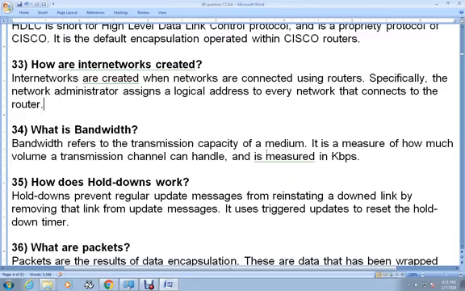So guys, next question: what is bandwidth? Bandwidth refers to the transmission capacity of a medium. How much data can be transmitted over the network or medium?